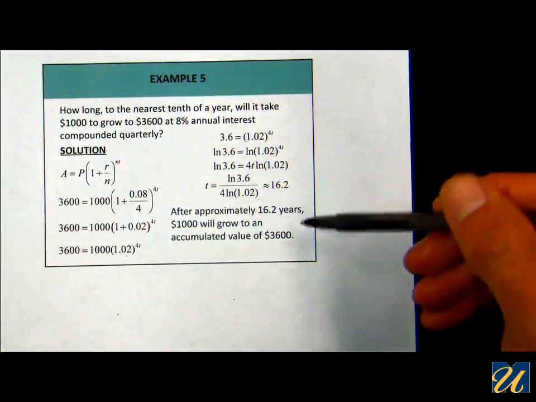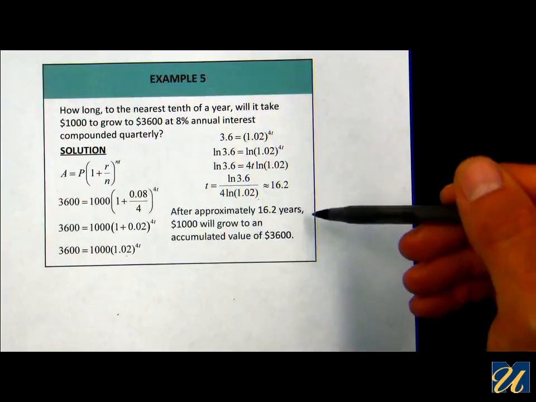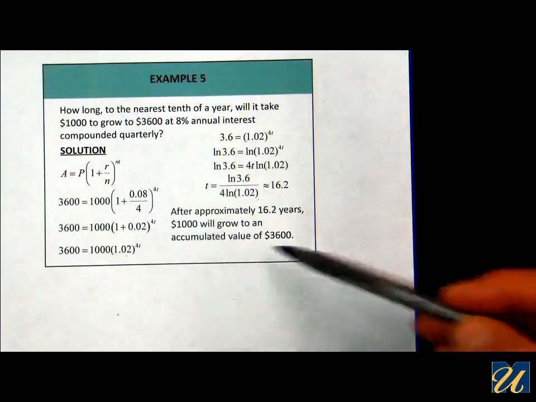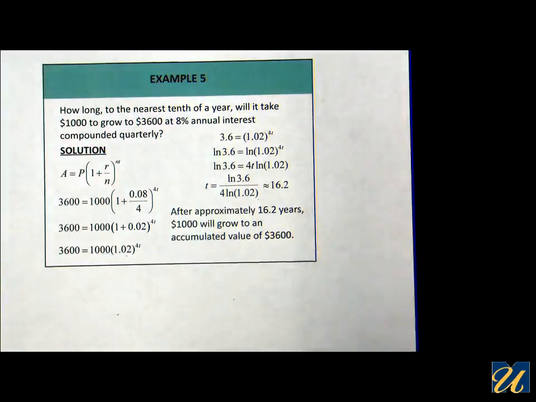So the 16.2 represents approximately how many years it will take for that initial investment of $1,000 to grow to an accumulated value of $3,600. So that concludes section 4.4, PowerPoint slides.